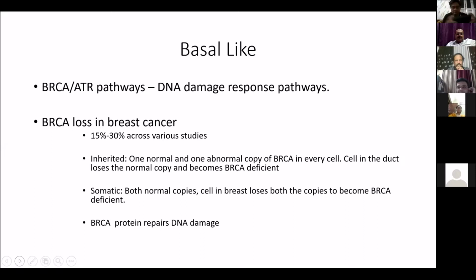Now BRCA mutation can be inherited. That is, the patient had one normal copy of the BRCA gene and one was abnormal. And later on as the patient grows, the second copy is also lost, and both the copies are lost. The patient has BRCA mutation. The other is the somatic type. In the somatic type, both the copies are normal, but in due course of time, both the copies get mutated. So that's a somatic type of BRCA mutation, which is not inherited. The incidence is 15 to 30% across all the studies in triple negative breast cancer.